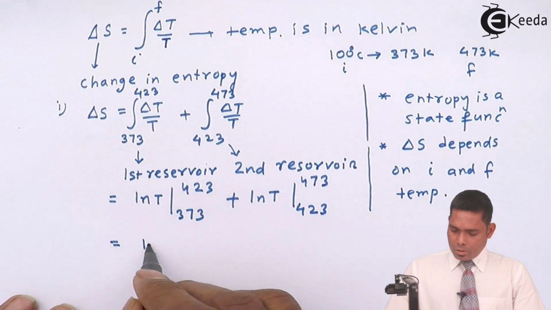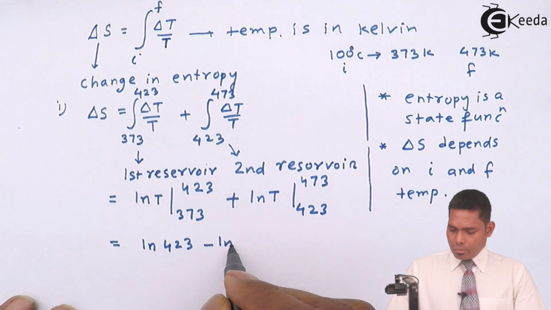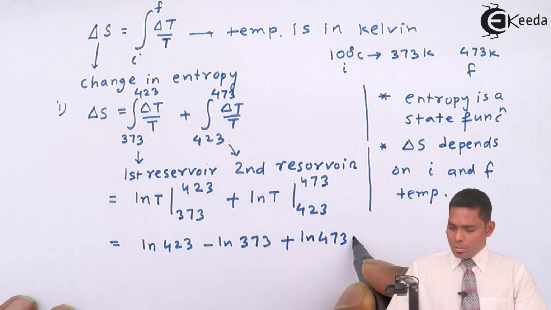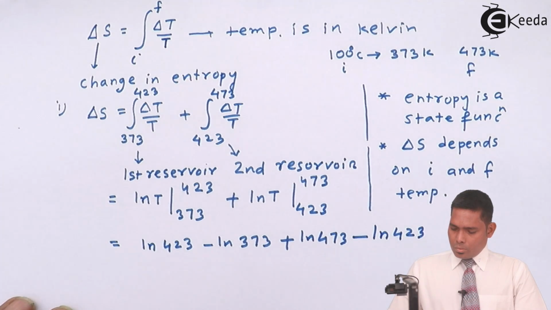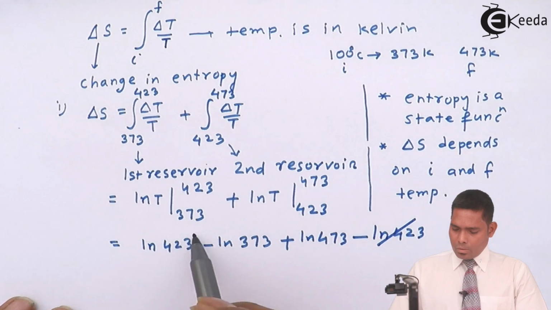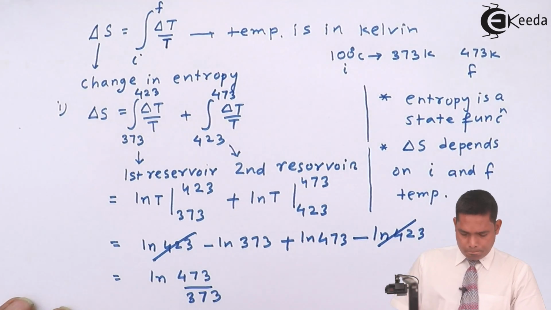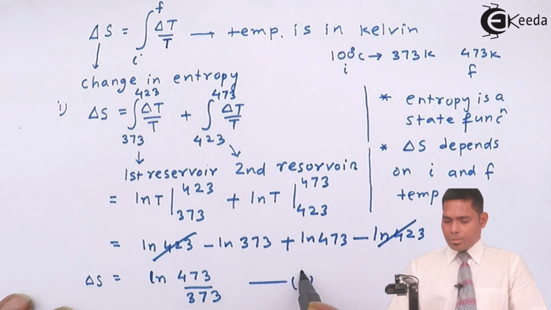If I solve this, then it is log of 423 minus log of 373, plus this here, log of 473 minus log of 423. So these two will cancel out, and this becomes log of 473 divided by 373. This is the answer to the first part. So delta S is this one, equation number 1. So the first part is over.